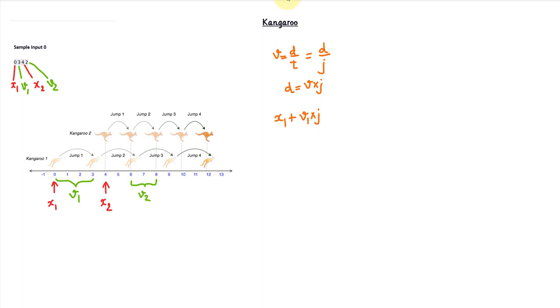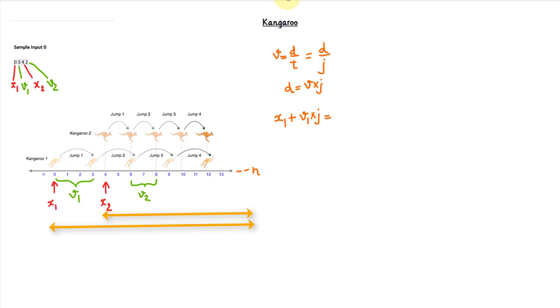And at the same location, kangaroo 2 should also reach. Suppose this is n. So after x1 plus v1 into j, kangaroo 1 is reaching the n location. And kangaroo 2 also should reach the same location.